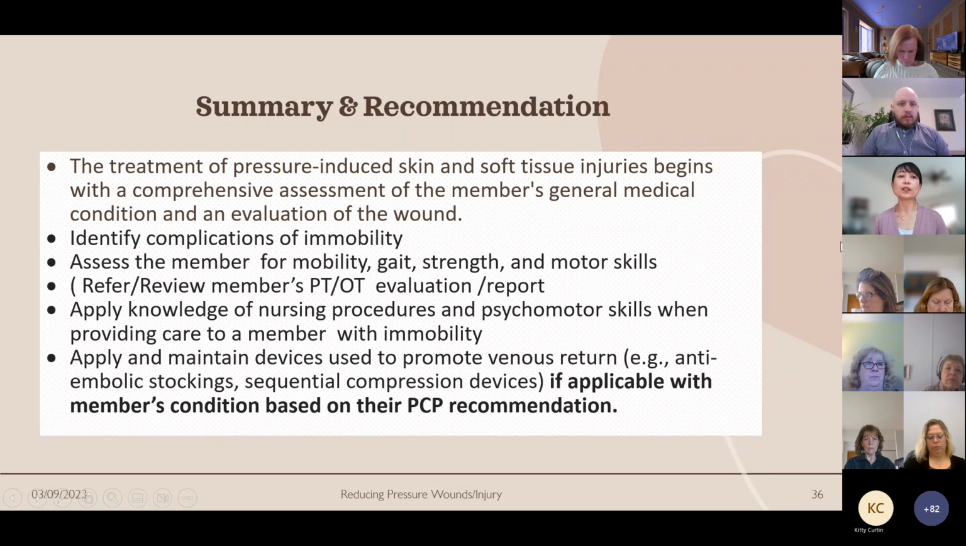The treatment of pressure-induced skin and soft tissue injuries begins with a comprehensive assessment of the member's general medical condition and evaluation of the wound, identifying complications of immobility, assessing the member for mobility, gait, strength, and motor skill, referring to or reviewing members' PT/OT evaluation reports, applying knowledge of nursing procedure and psychomotor skills when providing care to a member with immobility, and applying and maintaining devices used to promote venous return.